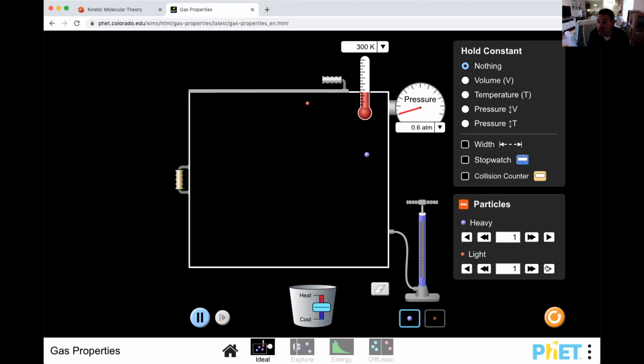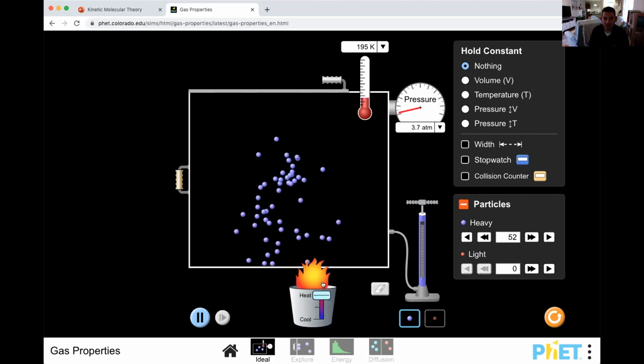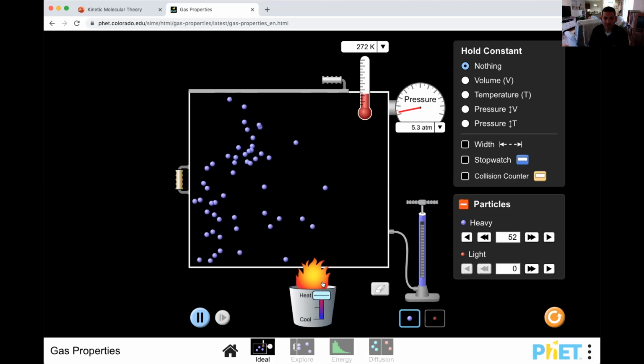It did change the path when it collided, which is fine. The collisions will alter that. So let's do something else. So we'll put 50 of these large ones there. And let's heat it up a little bit. All right, let's get them moving a little faster.